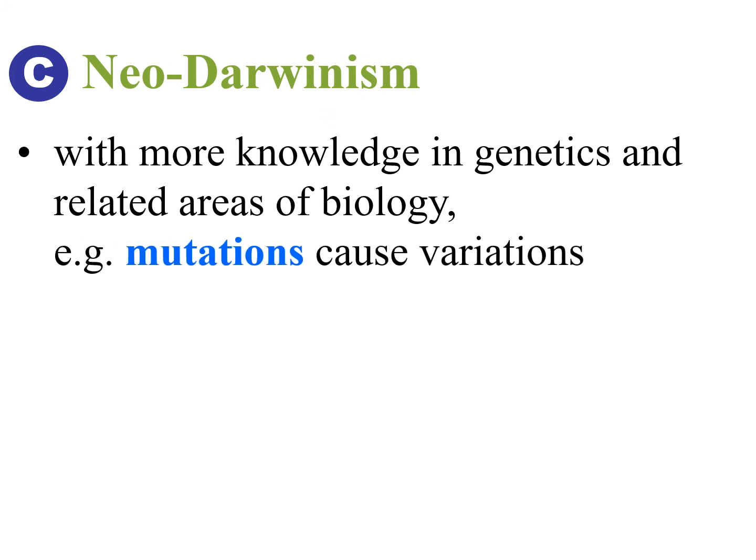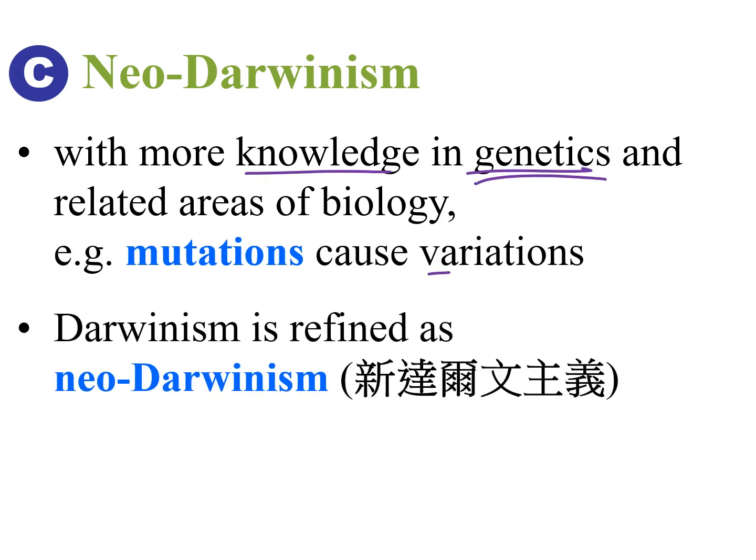Nowadays, with more understanding and knowledge in genetics, we know that all the variations are caused by mutation in the DNA. So we define Darwinism into neo-Darwinism, 新達爾文主義. Okay, it's just a new term.